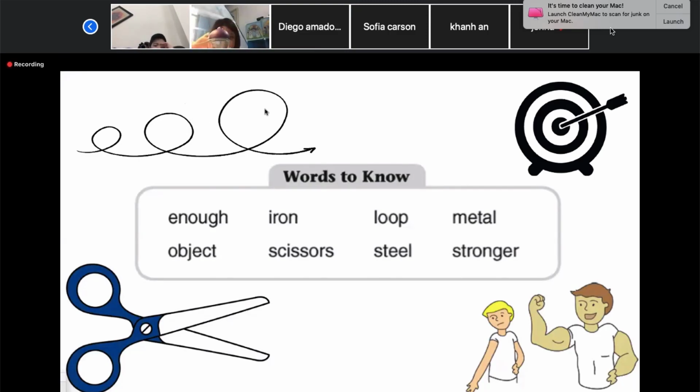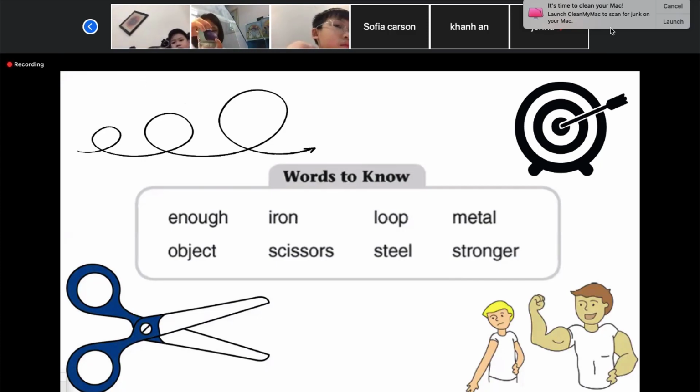Lily, when you have had enough to eat, are you still hungry? No. When you've had enough, you're full. No more. Okay. Iron. Iron is a type of metal. We're going to talk about that with our magnet story.